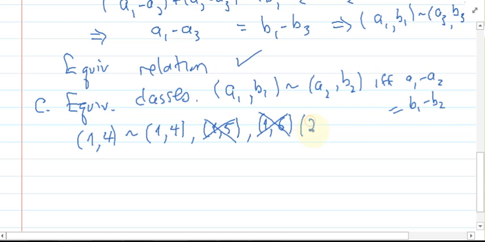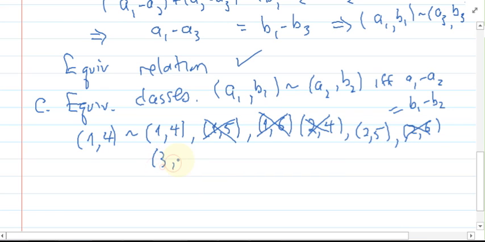We have (2, 4). A1 minus A2 is negative 1. B1 minus B2 is 0. That doesn't work. Look at (2, 5). A1 minus A2 is negative 1. B1 minus B2 is negative 1. That's good. How about (2, 6)? A1 minus A2 is negative 1. B1 minus B2 is negative 2. That doesn't work. Now let's look at all the ones that begin with 3.